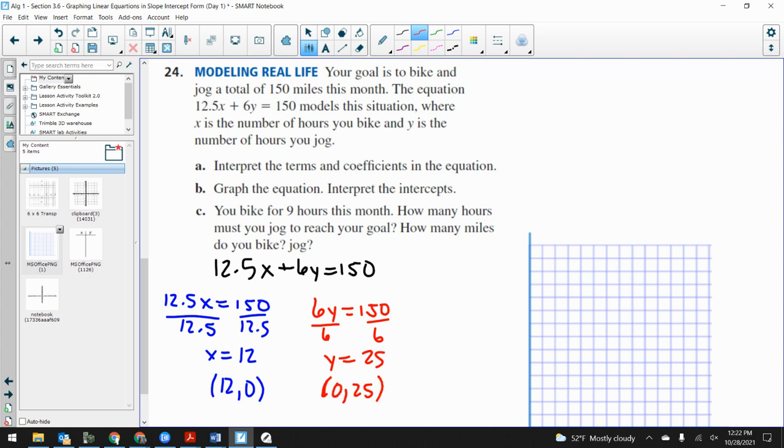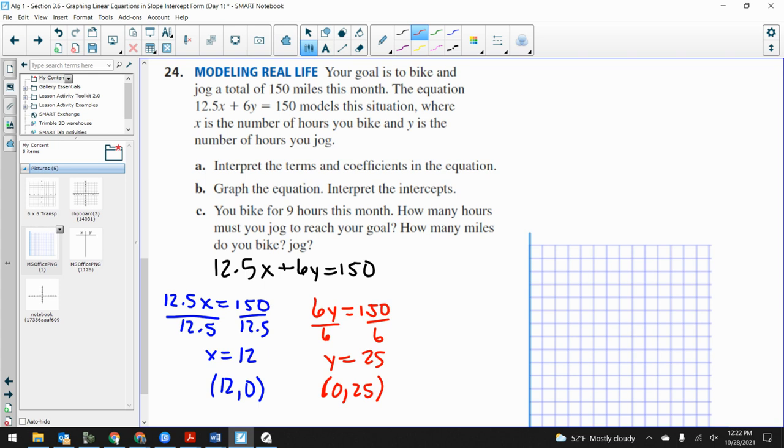Now, what's the interpretation of those two intercepts? Okay, 12 comma 0. Remember, the one extreme, all of one and none of the other. 12 hours of biking and no hours of jogging will give me 150 miles. That's the interpretation for my x-intercept. What's the interpretation of my y-intercept then? Well, 25 hours of jogging and no hours of biking. If I only jogged, it would take 25 hours to reach my 150 miles total.